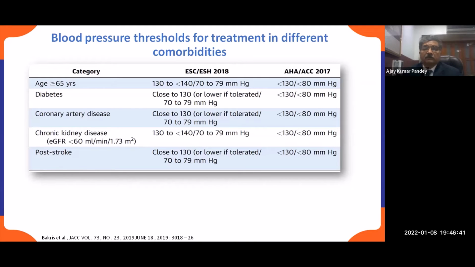And if it is possible, we should bring the systolic blood pressure to less than 130 and diastolic to less than 80. ACC/AHA also recommends that for the diabetic population, less than 130 by 80 is ideal. For patients with proven coronary artery disease, like old MI, ACS, post-PTCA, post-CABG, 130 by 80 is ideal. Chronic kidney disease with GFR less than 60, 130 by 80 is ideal by ACC/AHA. Post-stroke also 130 by 80. And similar is the indication by the European Society as well.